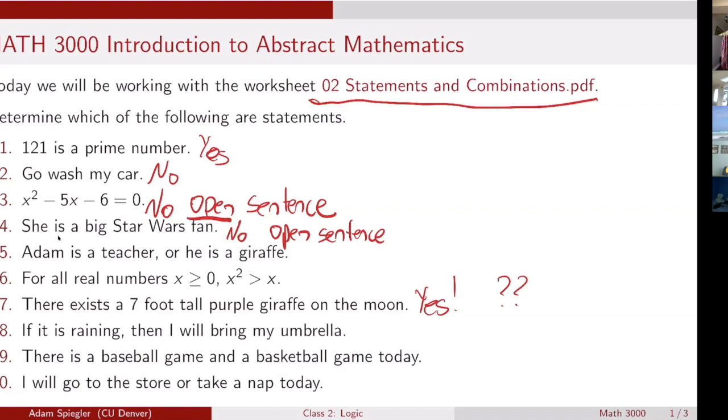Okay, so any questions about this idea, this notion of what a math or a logical statement is?